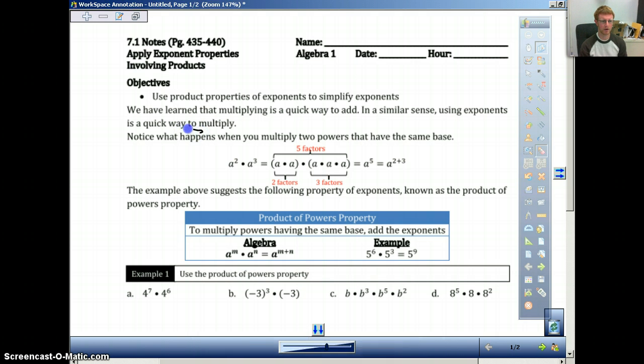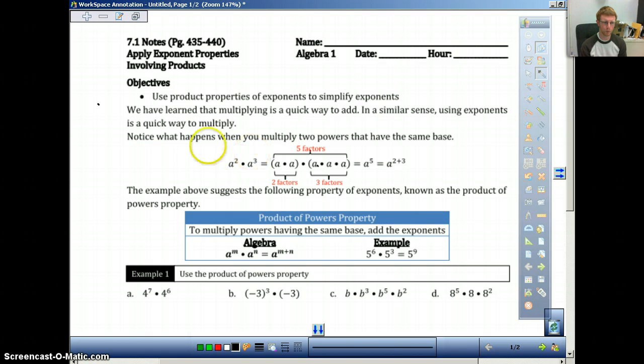So what we're looking at here is we're going to use the product properties of exponents to simplify exponents. Okay, so we've learned that multiplying is a quick way to add. In a similar sense, using exponents is a quick way to multiply. One of the things that you hopefully know about exponents is that an exponent represents how many times you're multiplying something by itself. So a squared is the same thing as a times a. A to the third is the same thing as a times a times a. So the exponent just represents how many times you're going to multiply something by itself.